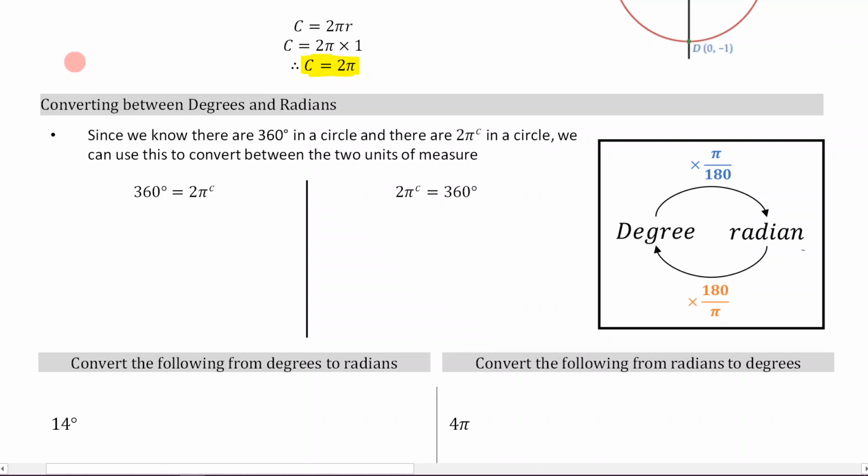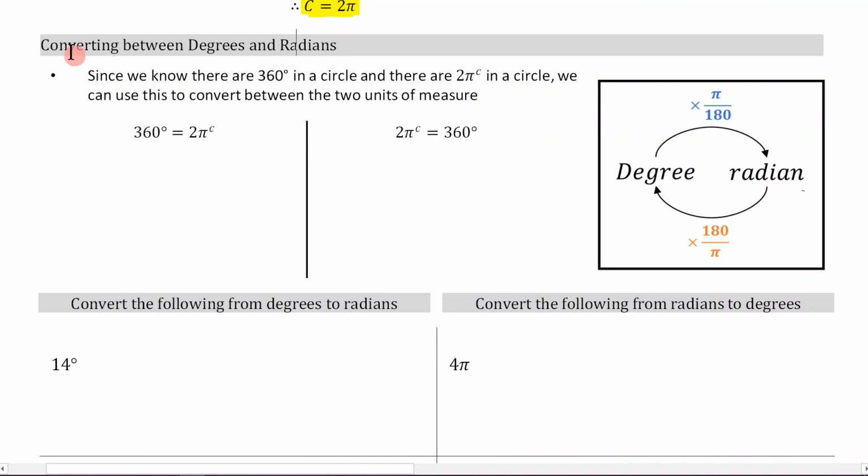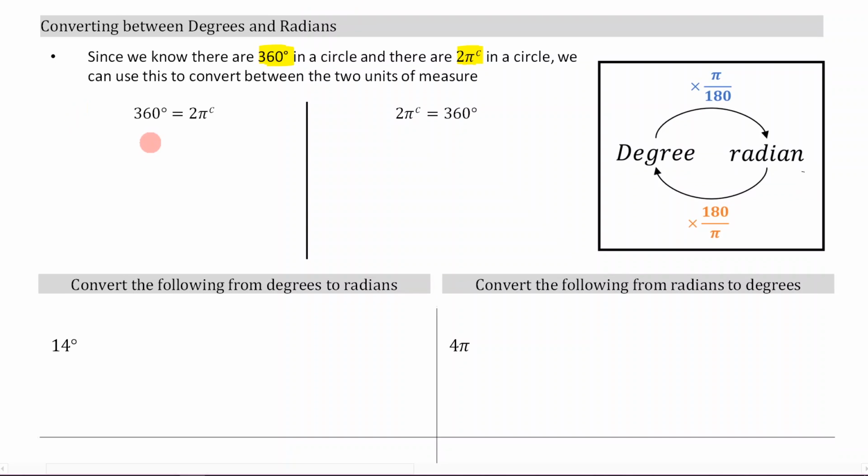Okay, let's now talk about how we can convert from degrees to radians. Since we know there are 360 degrees in a circle and there are 2 pi radians in a circle, we can use this to convert between the two units of measure. The aim of the game here is to find out what 1 degree is. If I divide this side by 360 and I divide this side by 360, these 360s will go away, which means I'm left with 1 degree here. And on this side, 360 can be divided by 2, which will give me 180, and 2 divided by 2 is 1. So that means I'm going to be left with pi on 180 radians. This is going to be helpful.